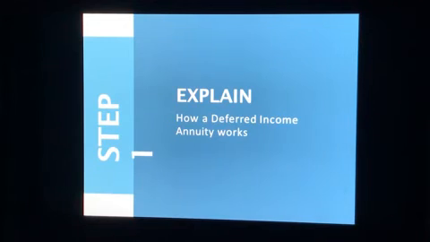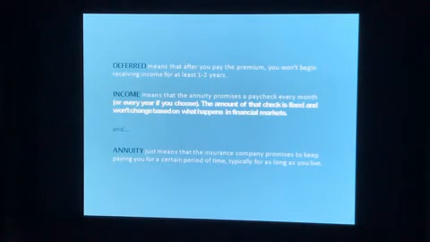Now let's start. In the first step, we will discuss how a deferred income annuity works, what it actually means and how it works. So first of all, we need to define DIA, deferred income annuity. DIA is composed of 3 different words, and every word has its own meaning. From these words, we will try to understand the concept of deferred income annuity.